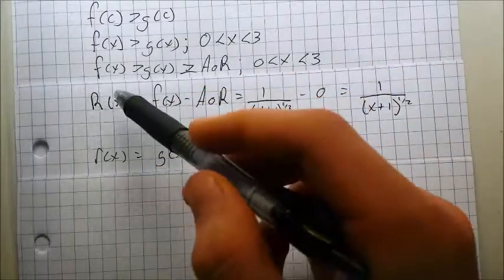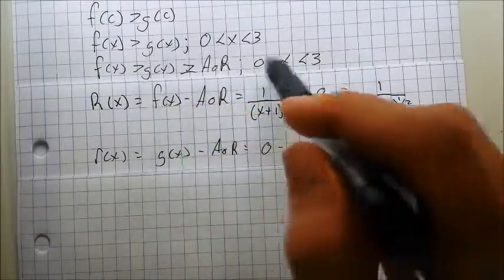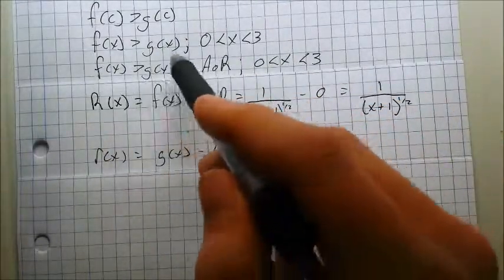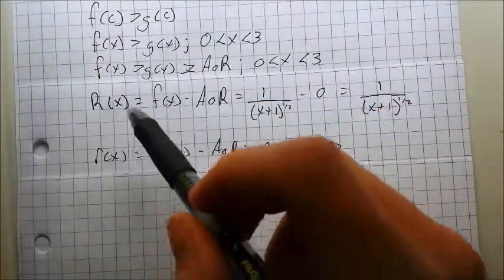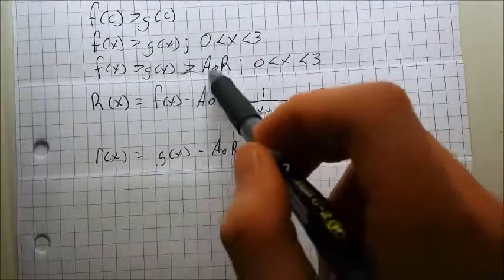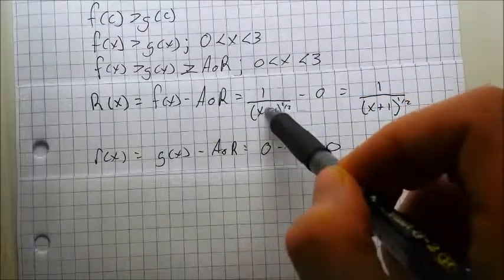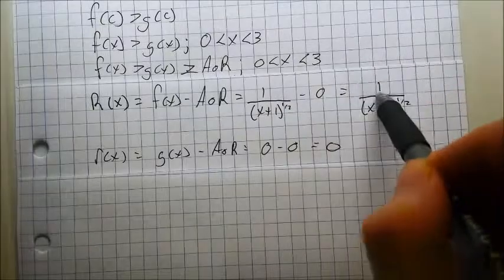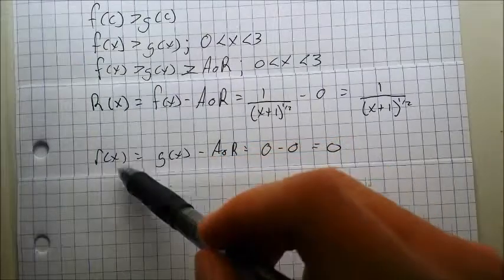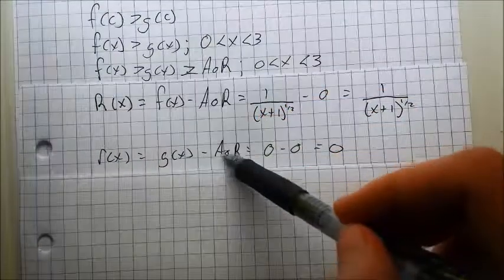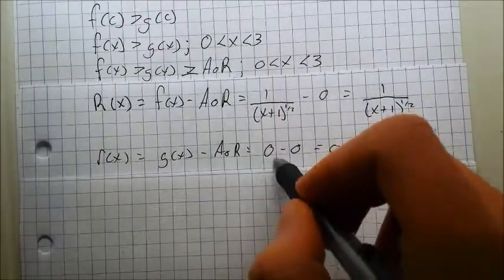And if we were to look at this on a graph, this function f of x would be farther away from our axis of revolution over this interval. This is just saying that only numerically, and our g of x will be the closer function over this interval. And so we can say that our outer function, f of x, minus our axis of revolution value, which was y equals 0, so f of x minus 0, is 1 over x plus 1 to the 1/2, minus 0, which is just 1 over x plus 1 to the 1/2. That is our capital R of x function. Our lowercase r of x function is just g of x minus our axis of revolution value. So g of x is 0, axis of revolution is 0, so 0 minus 0 is 0.